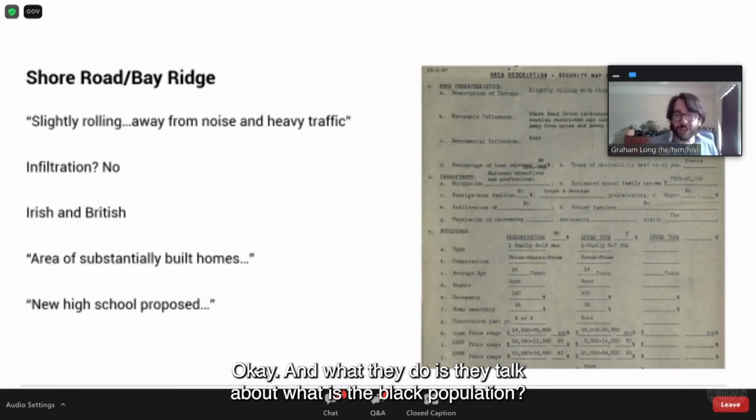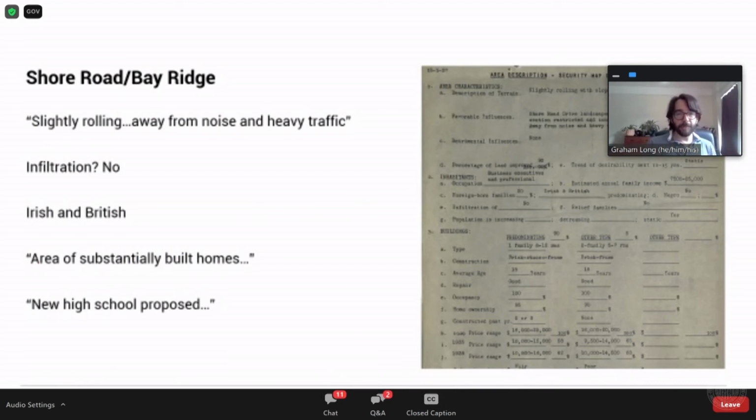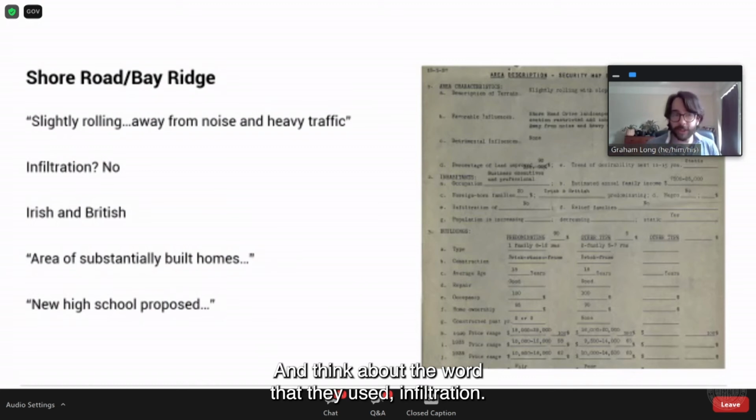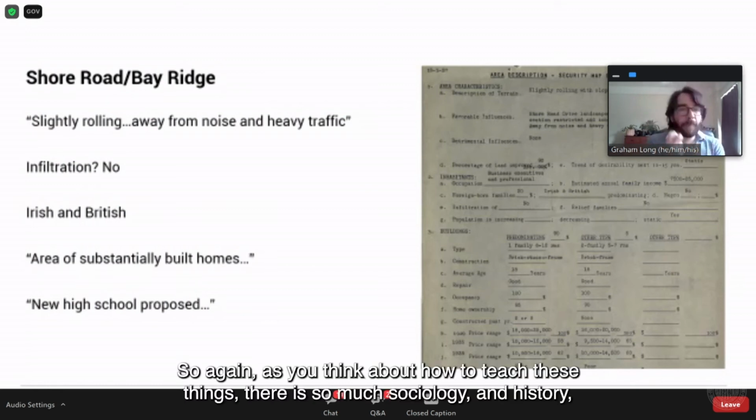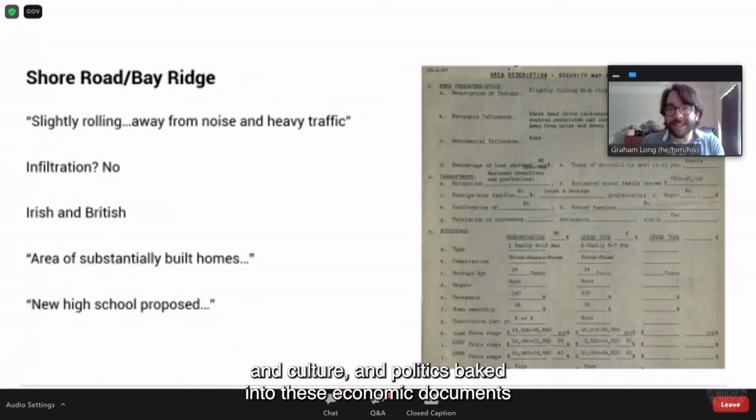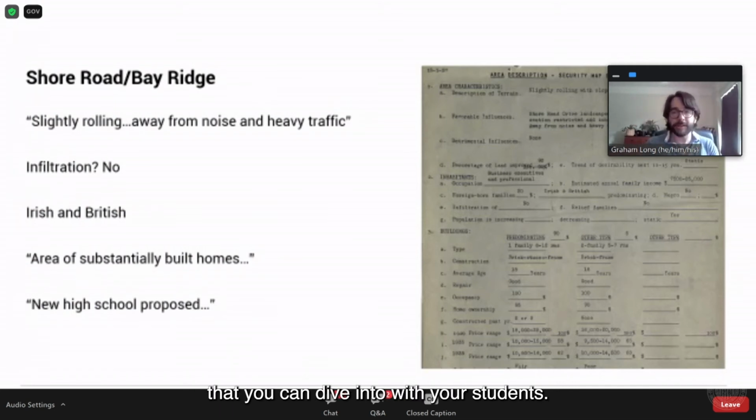Okay. And what they do is they talk about what is the Black population? What is the Italian population? What is the Jewish population? And think about the word that they use, infiltration. So again, as you think about how to teach these things, there is so much sociology and history and culture and politics baked into these economic documents that you can dive into with your students.